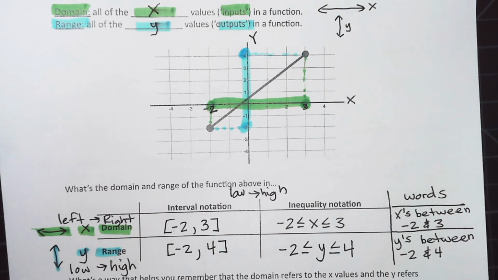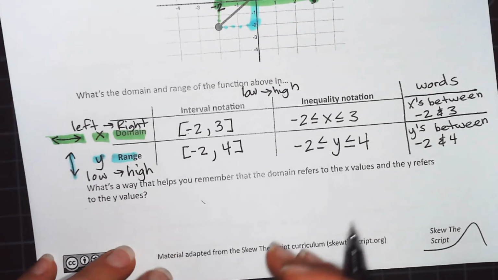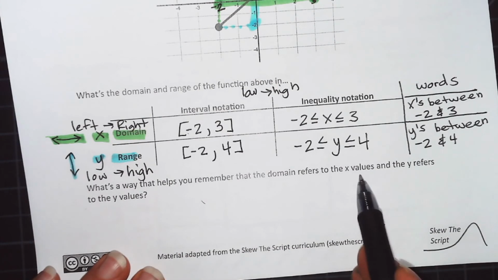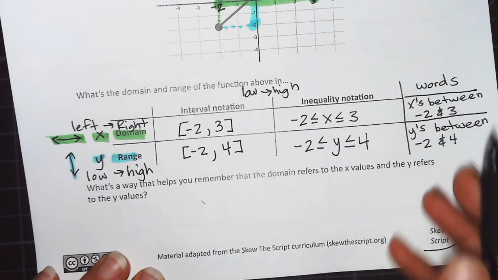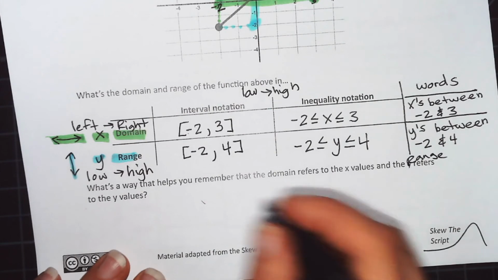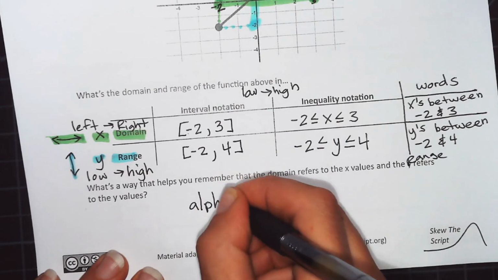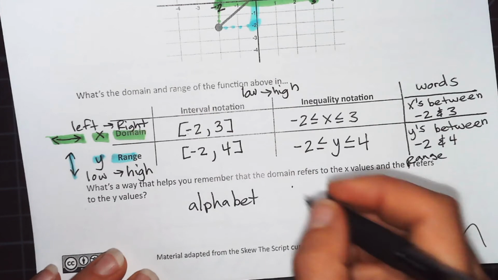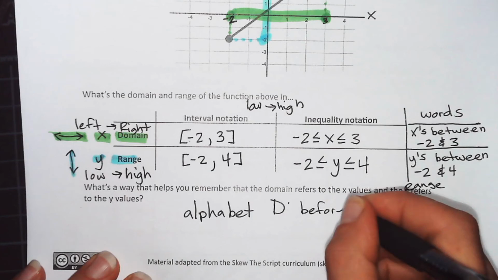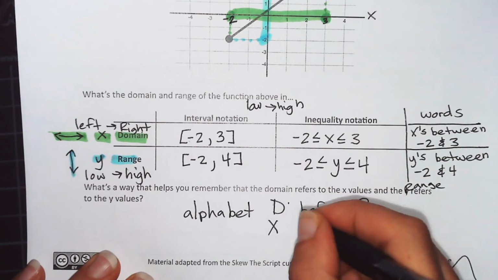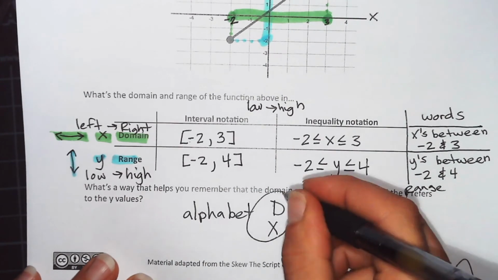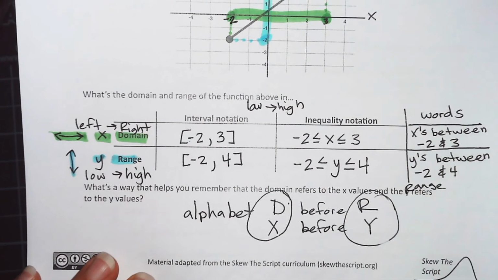A common way of remembering this, right, what's a way that helps you remember that domain refers to x values and range refers to y values, is the alphabet. We have D before R and X before Y. So in alphabetical order, domain is the X's, range is the Y's.